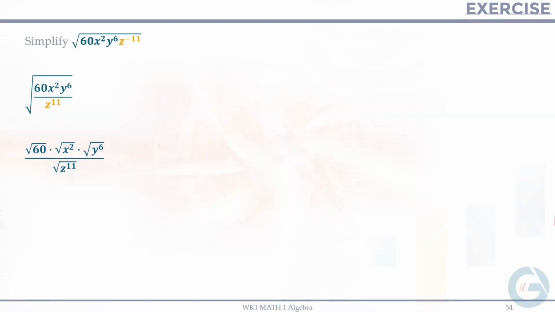So next is this one. We have x squared, square root of x squared. So what is the square root? So what number, when you multiply it by itself, will become x squared.